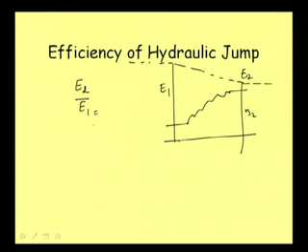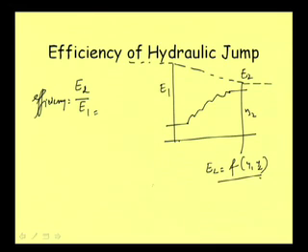Now, if we just write it in terms of energy loss, we can write the efficiency as equal to this. So, how can we write this? If we calculate the energy loss, that means why we are writing all this expression, we can directly calculate energy loss as a function of y1 and y2.